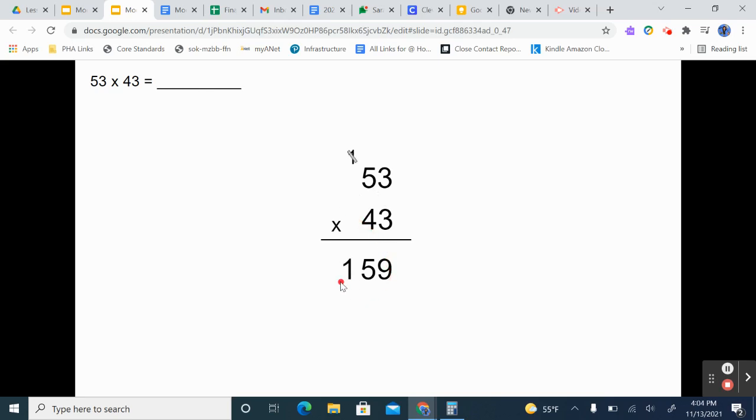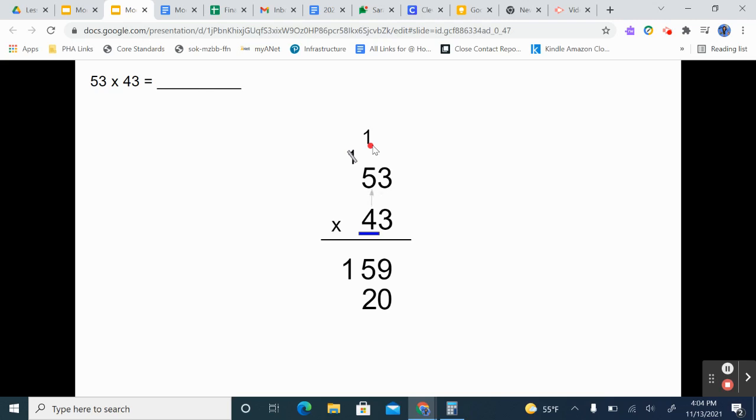Now we can go ahead and multiply by the 4 that's in the tens place. Since the 4 is in the tens place, we're going to place the 0 in the ones place so that when we're multiplying, our answer starts in the tens place. First, we're going to multiply by the digit that's in the ones place. So 4 times 3 is 12. So we place the 2 in the tens place, regroup the 1 all the way to the top above the next digit that we're going to multiply.